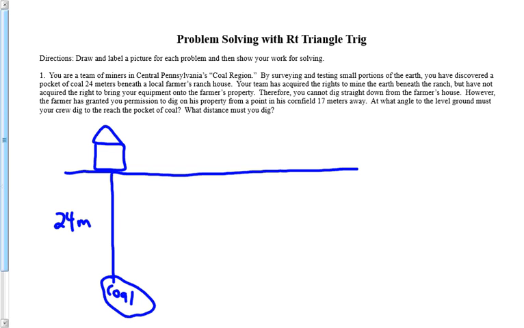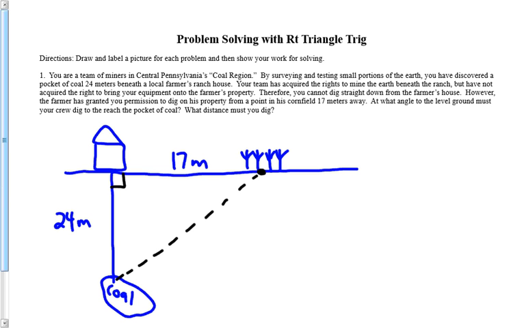However, the farmer has granted you permission to dig on his property from a point in his cornfield 17 meters away. Okay, so I'm going to call this the cornfield, and I know that it is 17 meters away. And if we're going to dig from a point in the cornfield down to the coal, we're going to dig along that path. So what we've created for ourselves is a right triangle. And we know parts of the right triangle, and now we're going to be asked to find parts.